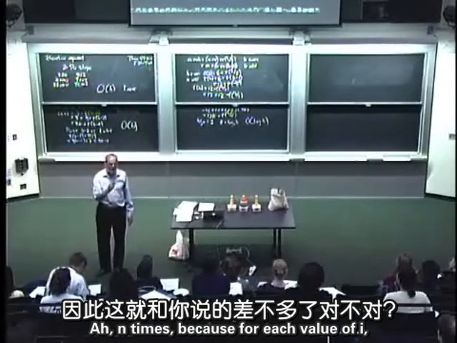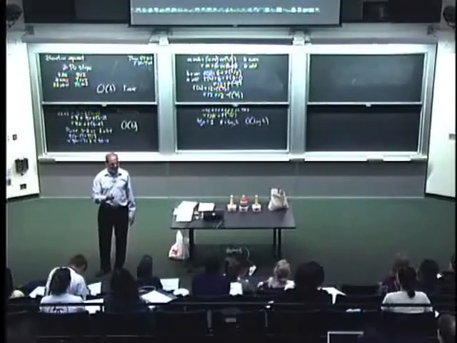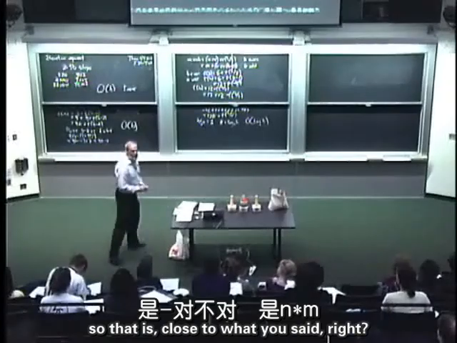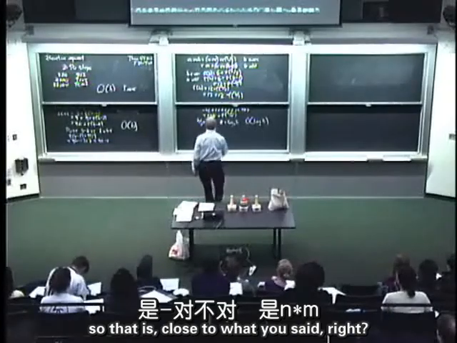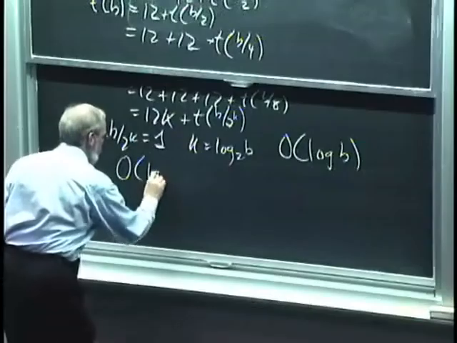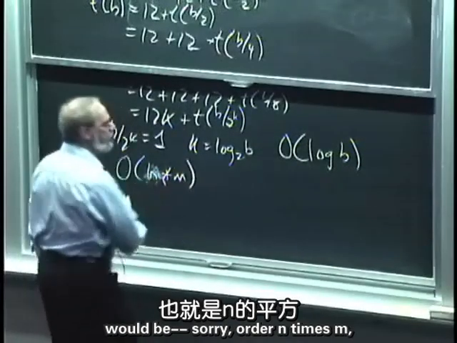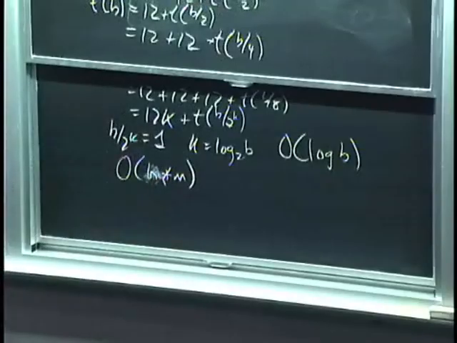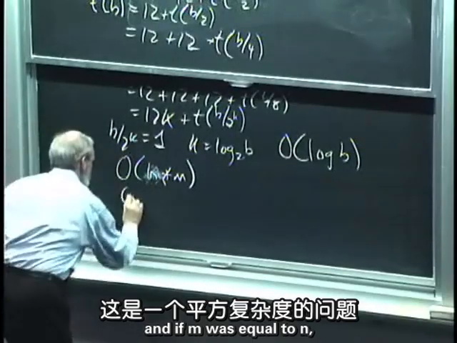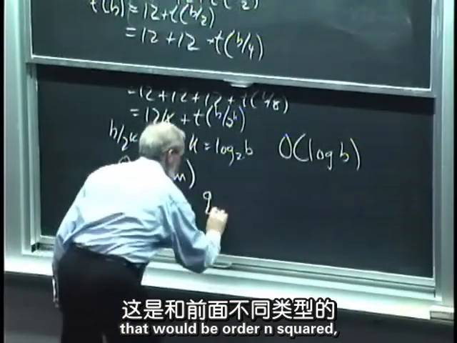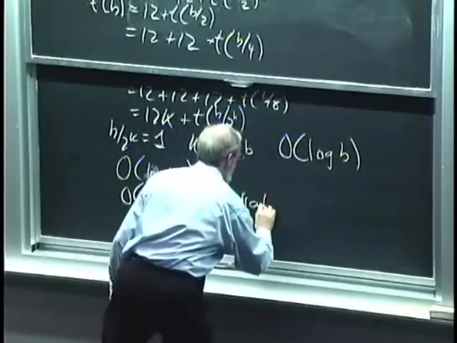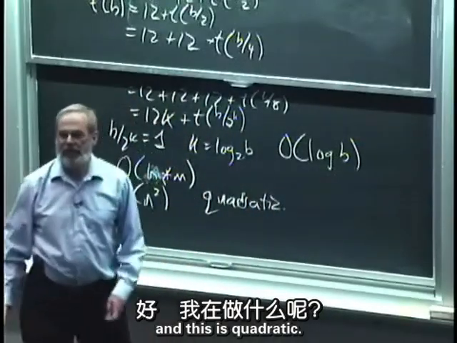N times, because for each value of I, I'm going to do that M thing. So that is close to what you said, right? The order of complexity here, if I actually write it, would be order n times m. And if m was equal to n, that would be order n squared, and this is quadratic. And that's a different behavior.